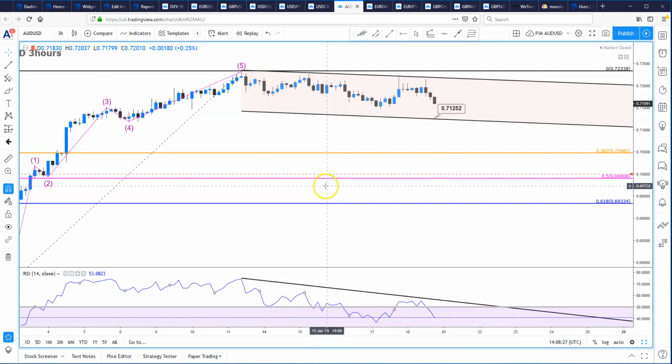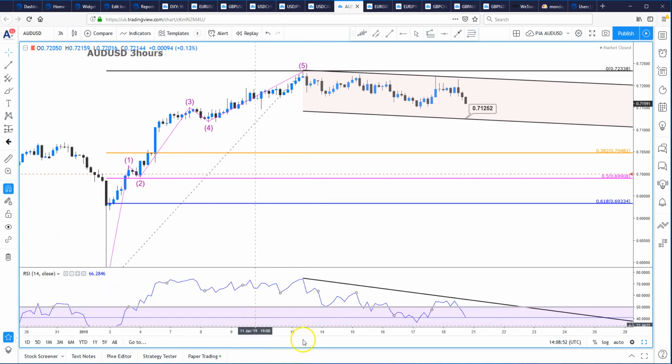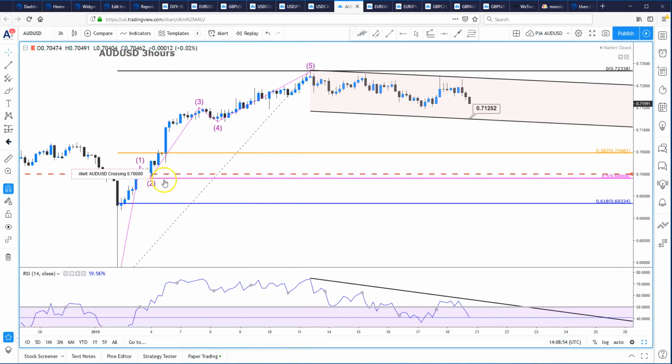On the intraday chart, this is a 3-hour chart, we can see a 5-wave count completed. We've got trendline support at 71.25. I don't think that's going to hold. Normally on first wave counts, the retracement is at least to 38.2 and more commonly to 50 and 61.8%.